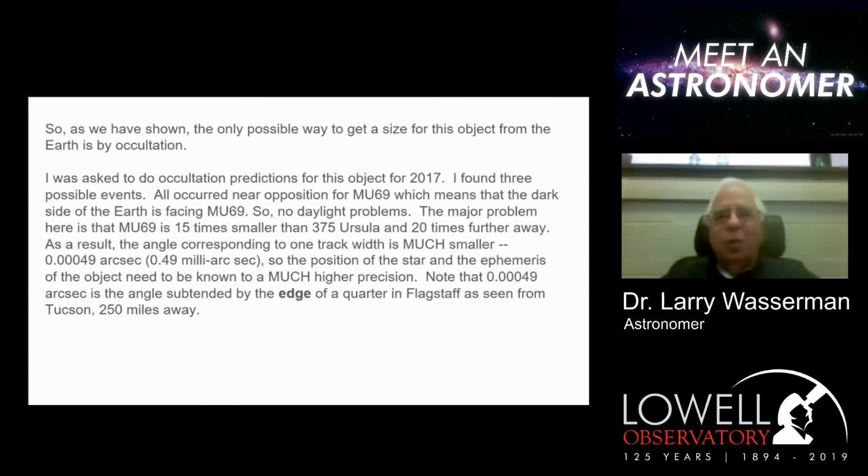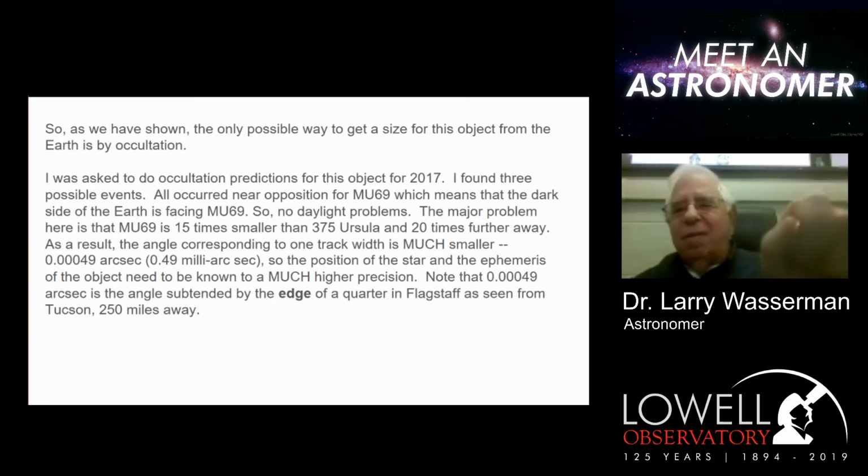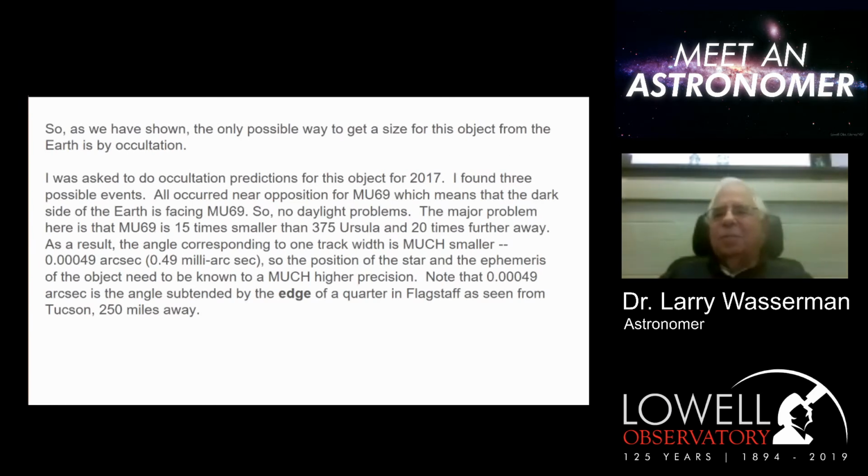Let me get out my visual aid again. Now we're talking about not the width of the star, we're talking about the edge of the quarter, not seen from 23 miles away, but seen from Tucson. I hold up this little thing. You're going to measure the angle it covers in Tucson, Arizona, 250 miles away. That's how precise we have to be if we want to stand any chance of actually doing this in real life.